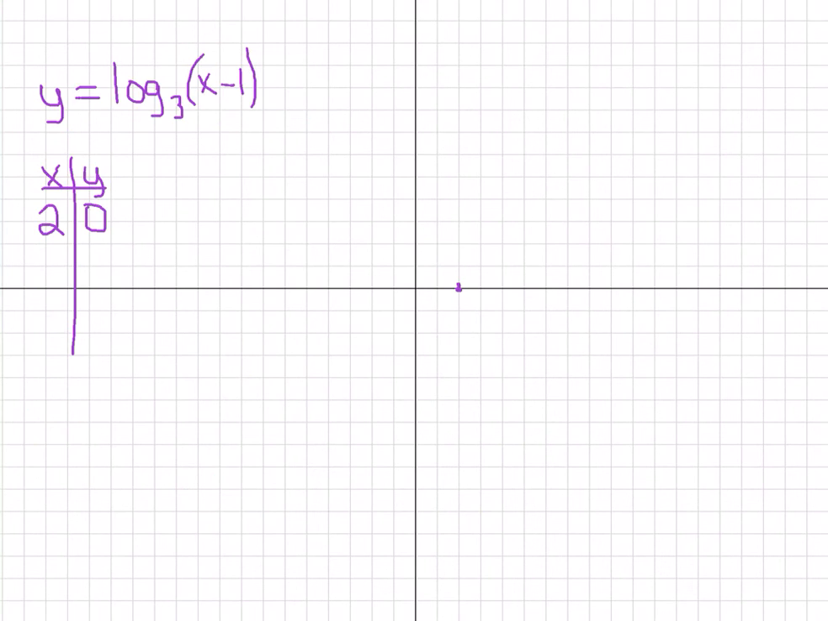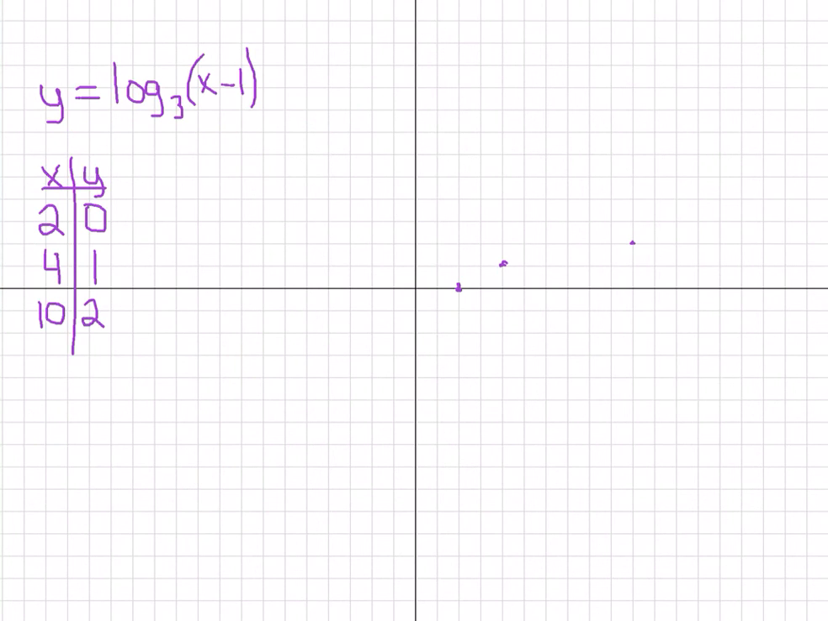Now let's try another one. I want that to be 3, so in order for that in parentheses to be 3, x would have to be 4, because 4 minus 1 is 3, and 3 to what power gives me 3? To the first. So 4, 1. And then I want that to be 9, so this would have to be 10, and 3 to the second power gives me 9. 10 minus 1 is 9. So 10, 2.